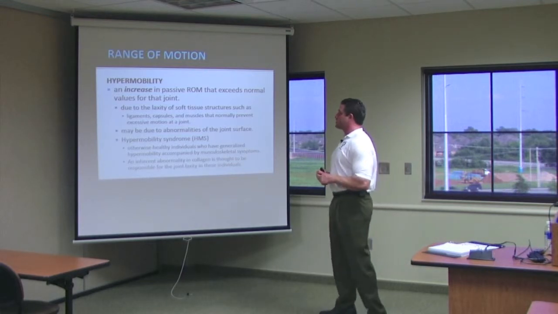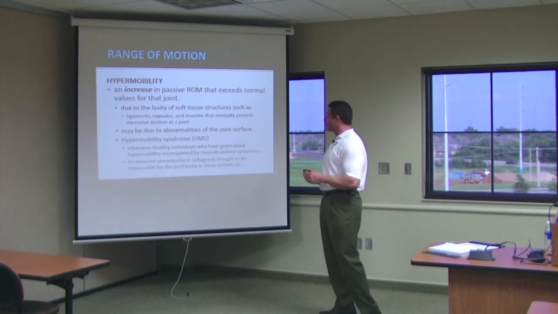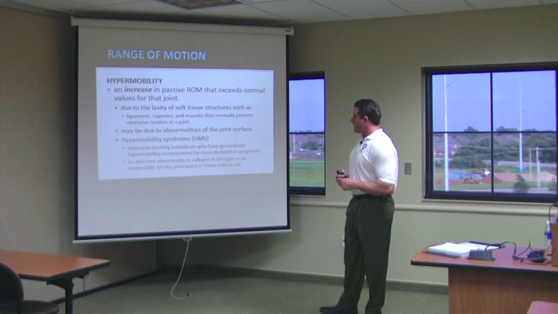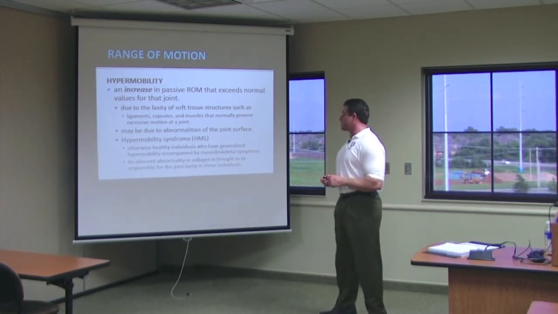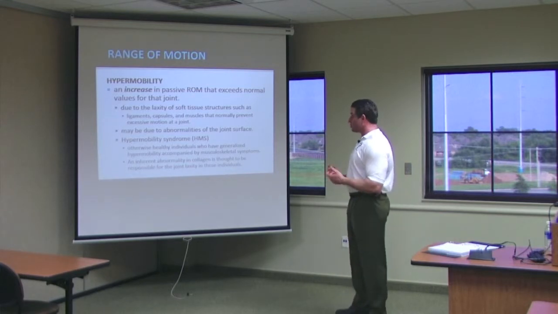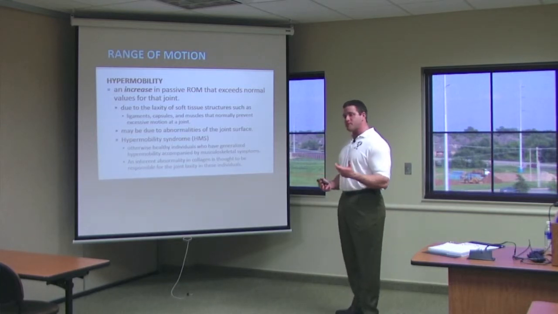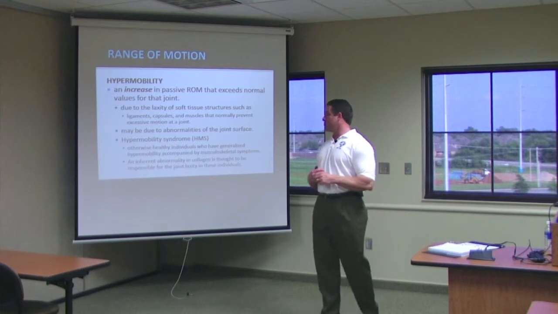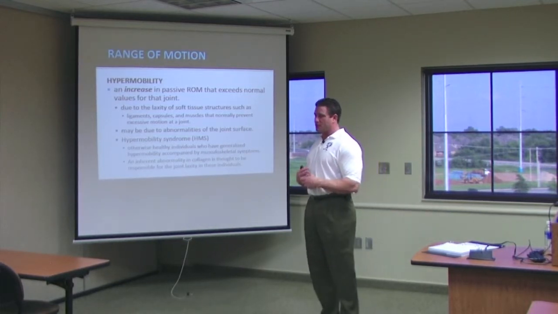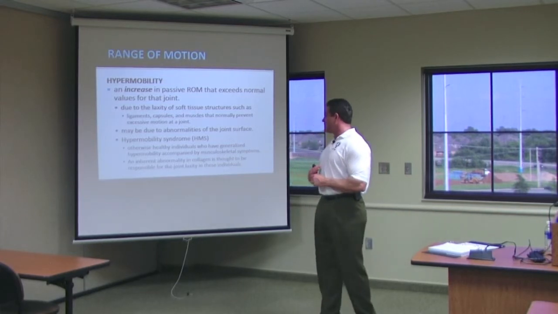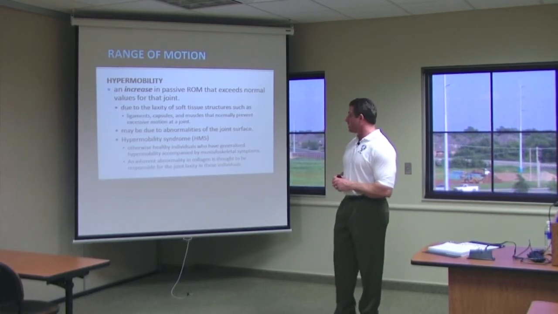Hypermobility is an increase in passive range of motion that exceeds normal values for that joint. They have laxity of soft tissue structures such as ligaments, capsules, and muscles that normally prevent excessive motion in a joint. You'll hear people say they're double jointed, for example, when really it's kind of a layman's term for it. Nobody really has two joints per se.